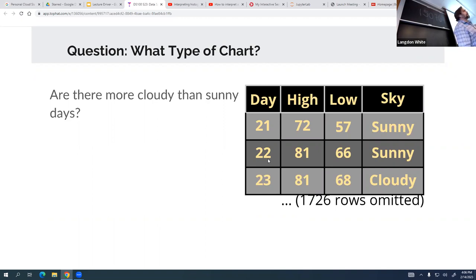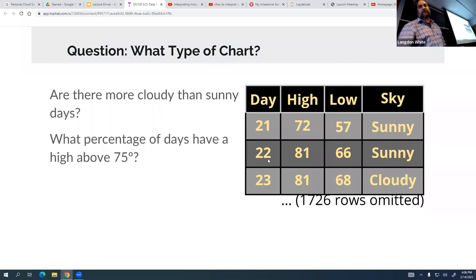Bar chart. Why? The categorical data. So you're just going to be looking at the category and trying to figure out how many there are. All right, then we have the next one, which is: what percentage of days have a high above 75 degrees? So what would be the best graph to try to figure that out?